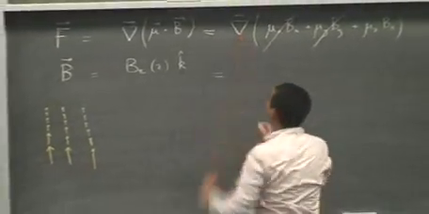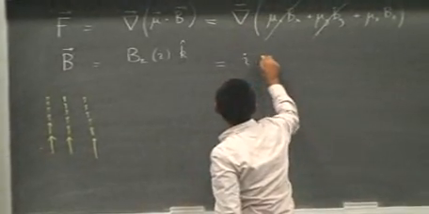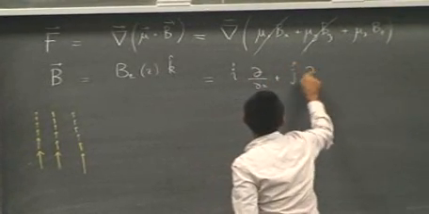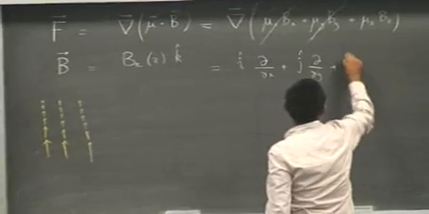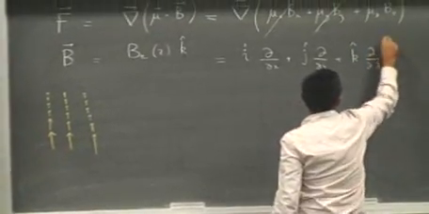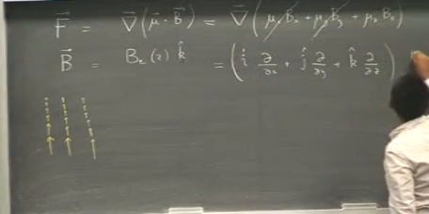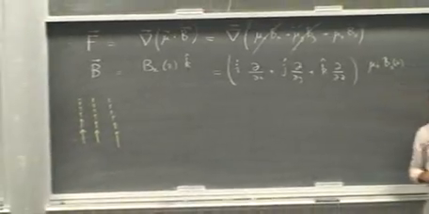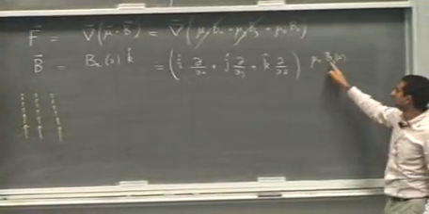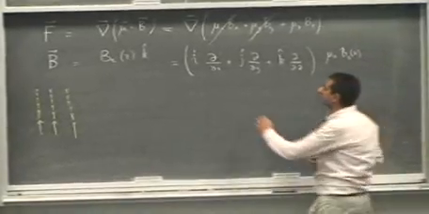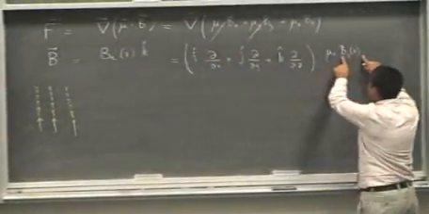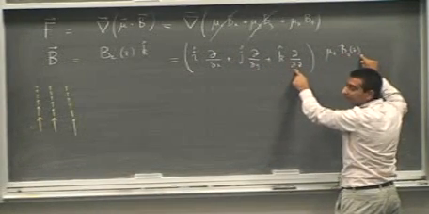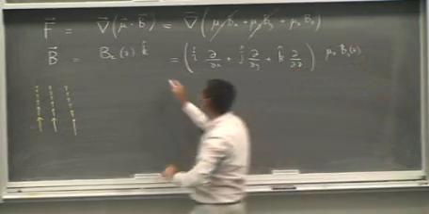And what is this object? This object is simply i partial x plus j partial y plus k partial z acting on mu z Bz, and this only depends upon z. Bz only depends upon z. Therefore, the derivative with respect to x will vanish, the derivative with respect to y will vanish, only this derivative will remain. So this is the force.